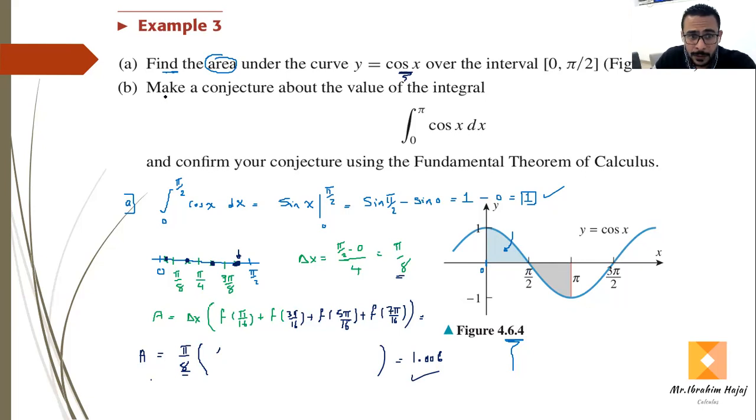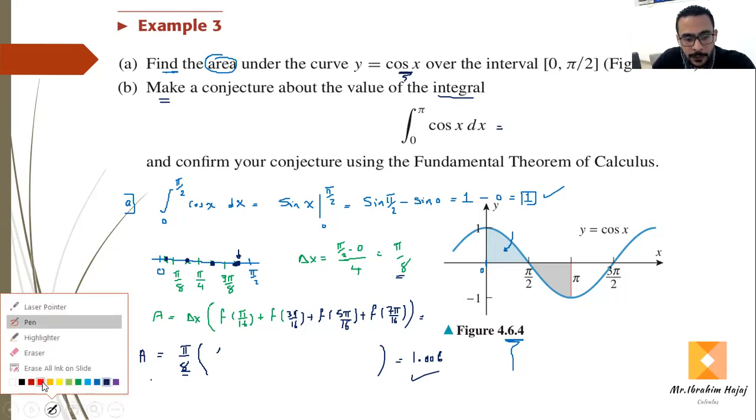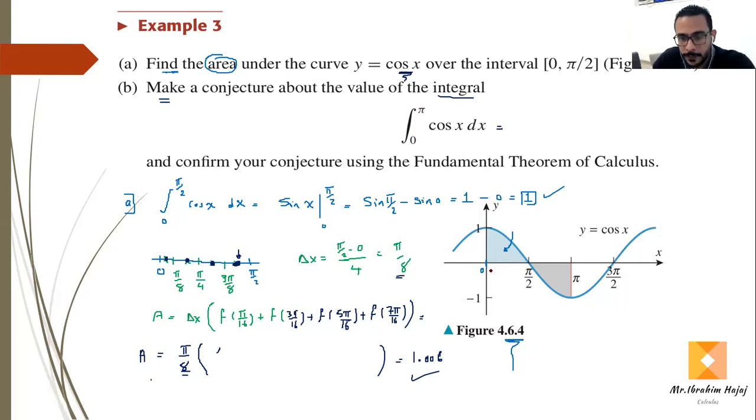Then letter B: make what conjecture about the value of the integral from 0 to pi. The definite integral from 0 to pi of cosine x dx. You can write it as the integral from 0 to pi over 2 of cosine x dx plus the definite integral from pi over 2 to pi of cosine x dx. So we can make it two parts. The first part we already evaluated from 0 to pi over 2, which is 1, plus the second part. Let me do it here, from pi over 2 to pi of cosine x dx.